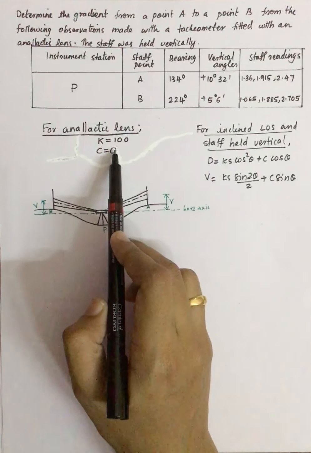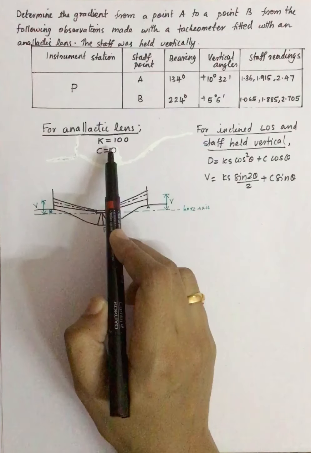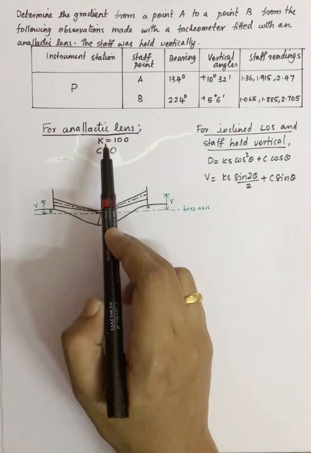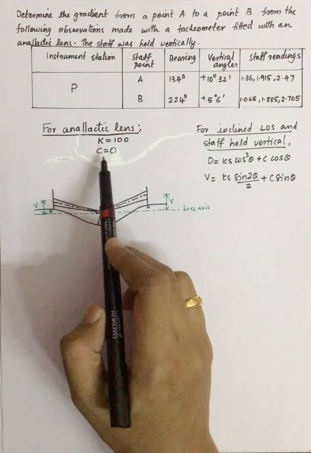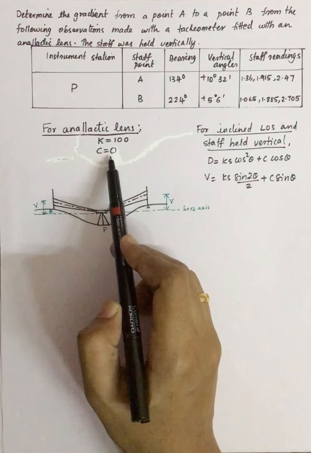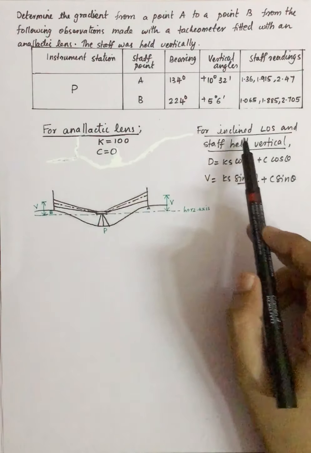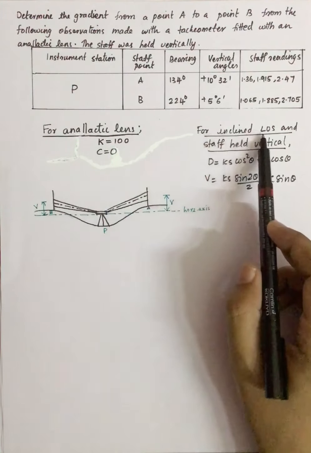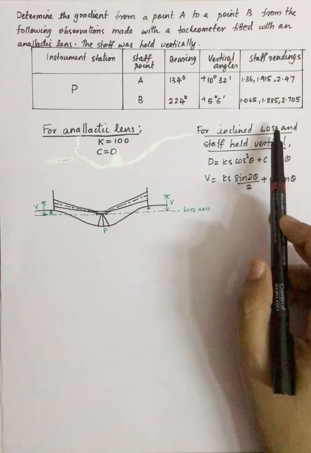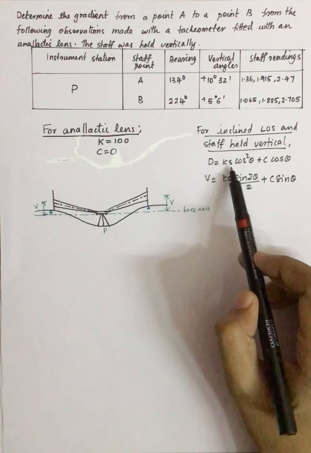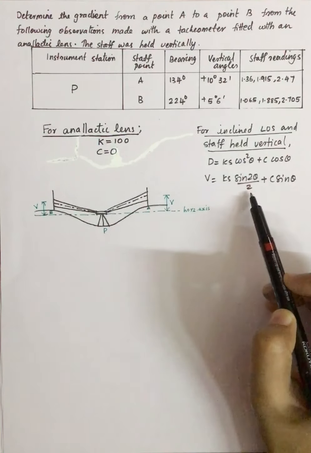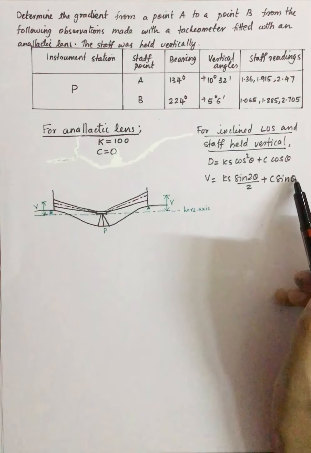Okay. For all the cases, if in the question they have given the tachyometer is fitted with analytic lens, you have to write these values, or substitute these values in the equation. Now, the condition is the line of sight inclined and the staff is held vertical. For such situation, D is Ks cos square theta plus C cos theta and V is Ks sin 2 theta by 2 plus C sin theta.